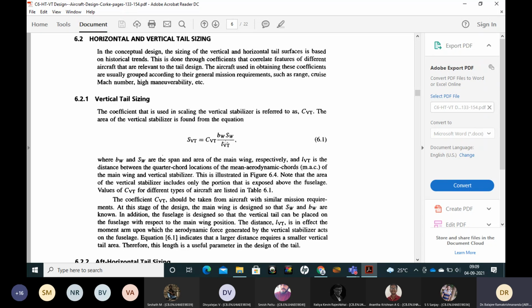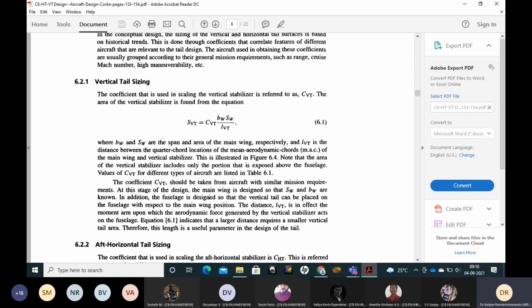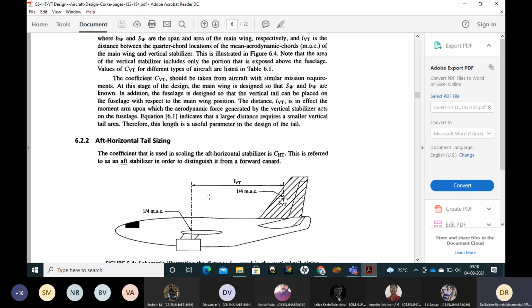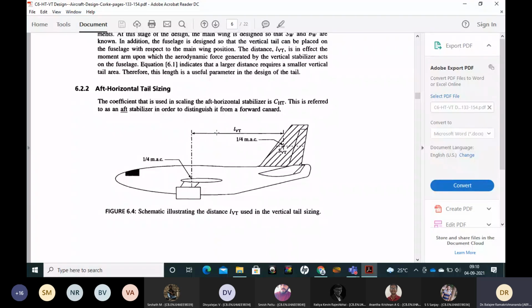This is basically from empirical relationship. Okay. Now go through this carefully. The area of vertical stabilizer here includes only the portion that is exposed above the fuselage, not the portion which is embedded inside the fuselage. Okay, that is one thing you should be careful. It is given here LVT, SVT is the area.